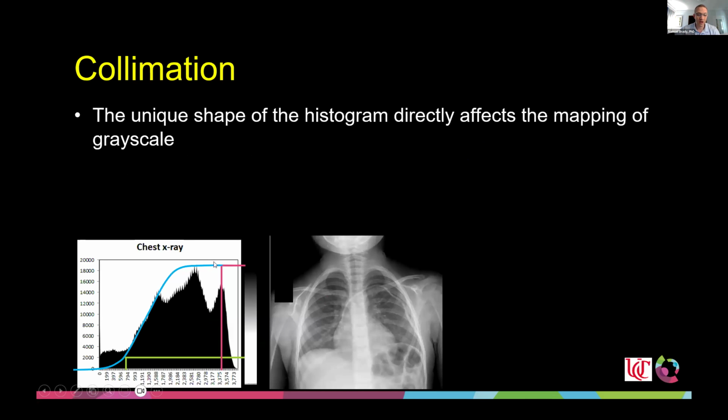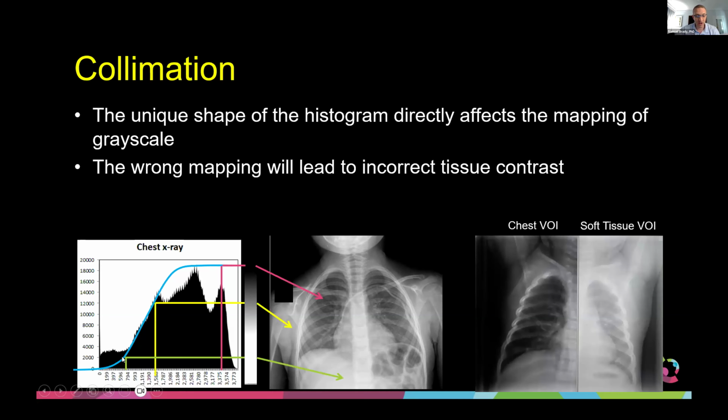So I keep saying that we map the grayscale in the image based on the shape of the histogram. And that's because we look at all of the various different pixel values and we map them to the blacks and the whites and the grayscale. And that's what gives you the quintessential look of a radiograph image.